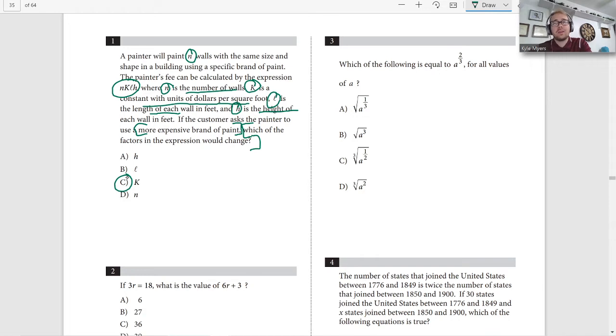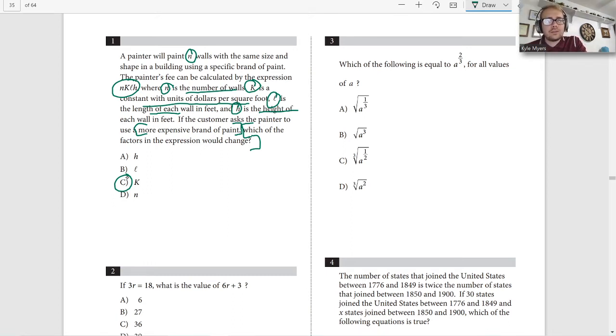So even if you don't know what they mean by a constant with units of dollars per square foot, if you don't know exactly what that is, that's fine. It's just not the other things. So that's the cool thing about multiple choice.